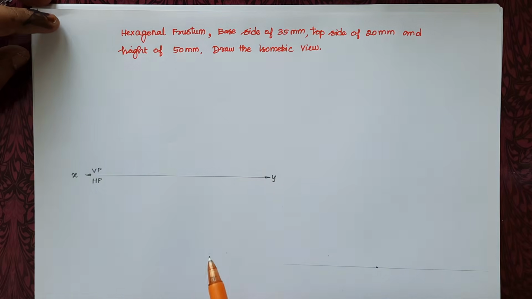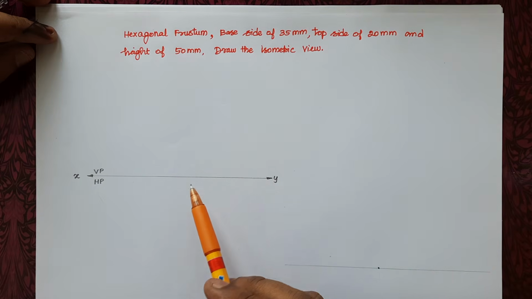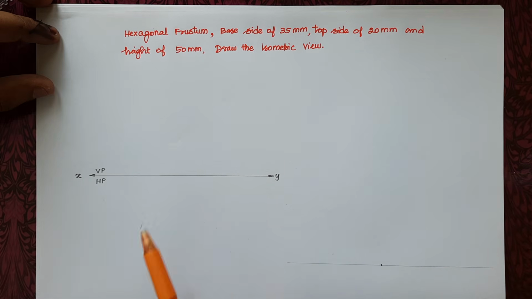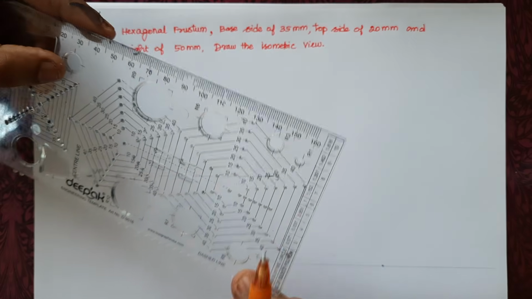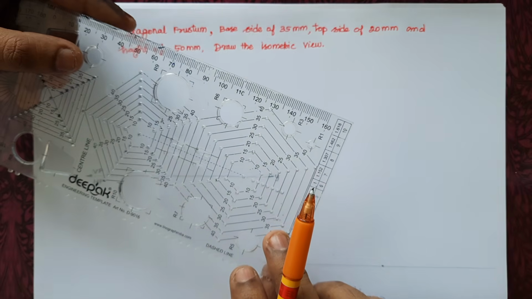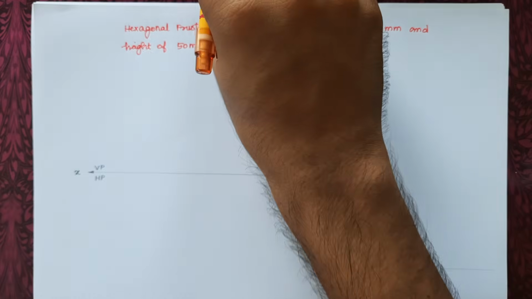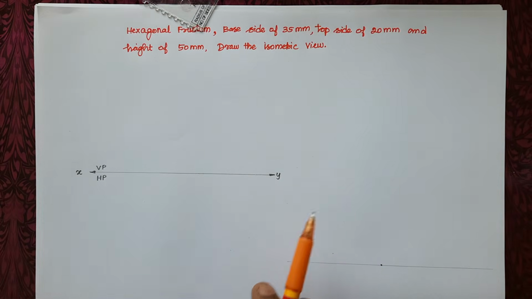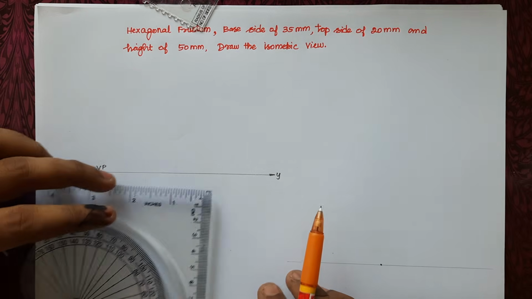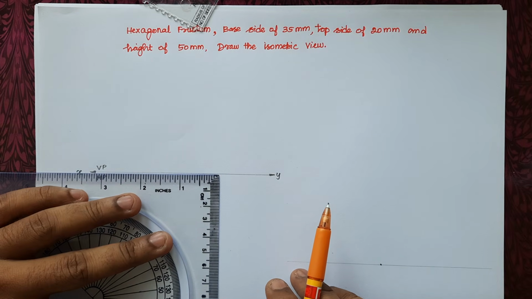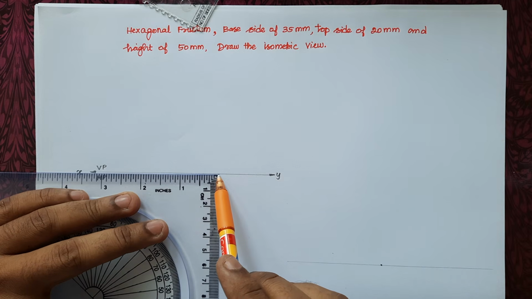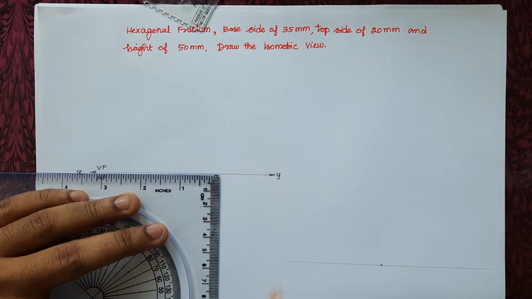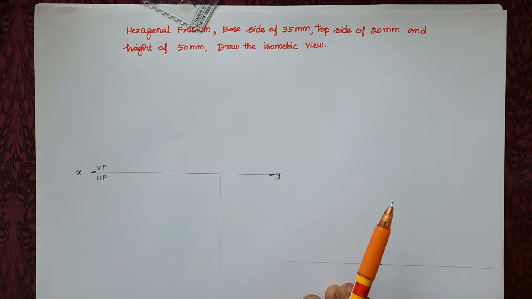That's what we are going to draw in front view and top view. Then after that we are going to transfer the entire diagram into isometric view. Okay, so first of all, let me explain how to use the engineering graphics template to draw the hexagon. For that, initially we need to draw the XY line and mark it VP and HP. Then to use the particular engineering graphics template, just draw one line perpendicular to XY.